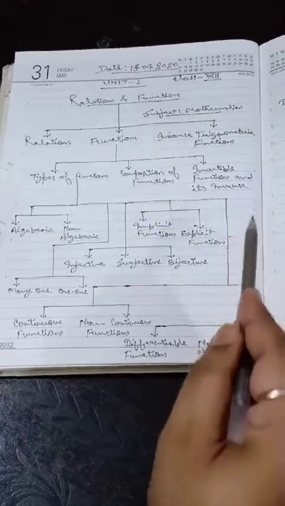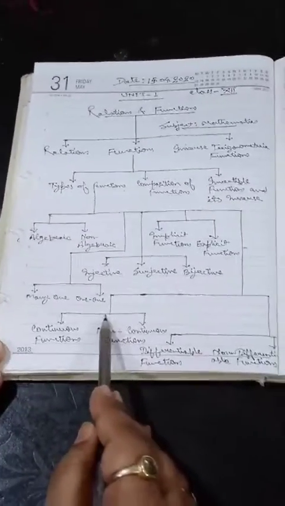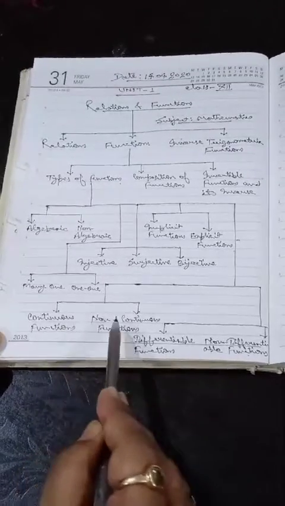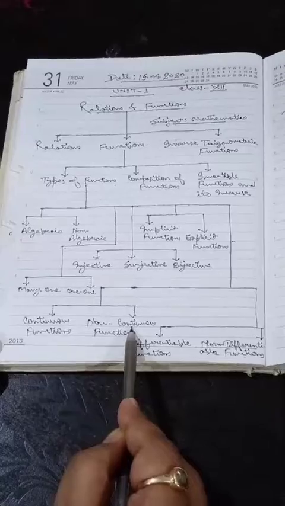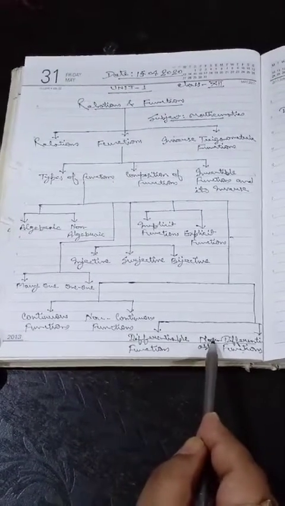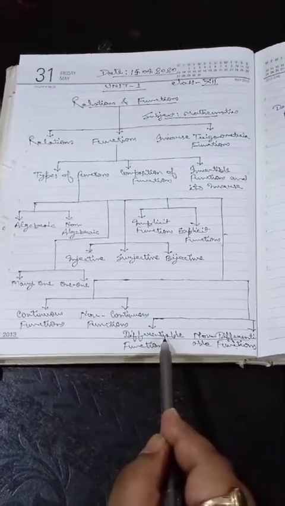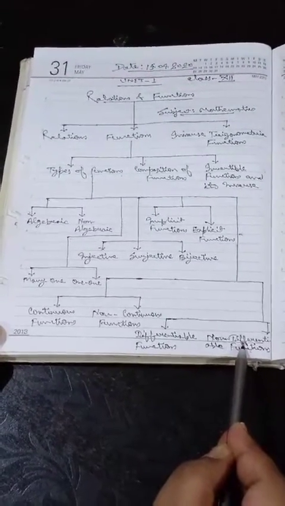In the fifth classification, it is again divided into two parts. One is continuity and non-continuity of the functions, or we can say discontinuity of the functions. And the second part is again divided into two subparts, which are differentiability and non-differentiability of the functions.